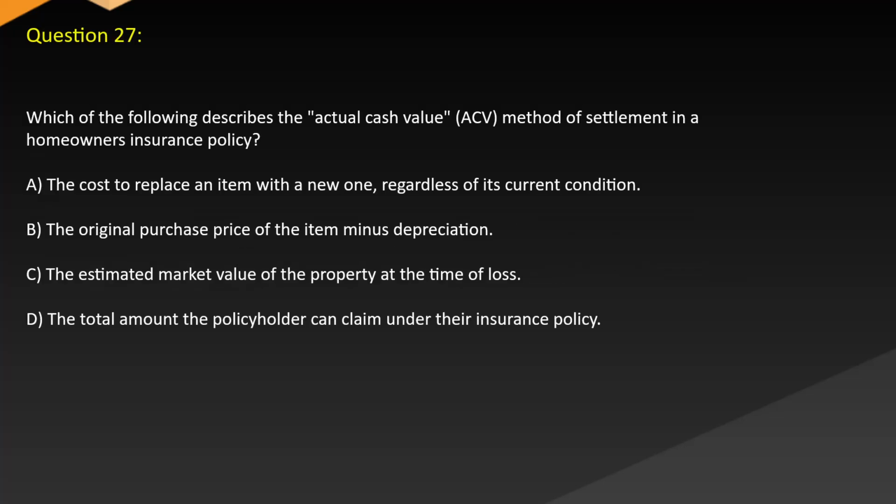Question 27. Which of the following describes the actual cash value method of settlement in a homeowner's insurance policy? A. The cost to replace an item with a new one, regardless of its current condition. B. The original purchase price of the item minus depreciation. C. The estimated market value of the property at the time of loss. D. The total amount the policyholder can claim under their insurance policy.